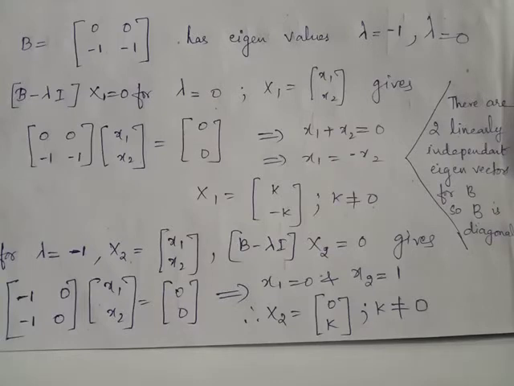Same is the case for matrix B. We have eigenvalues lambda equals minus 1, lambda equals 0, and corresponding to distinct eigenvalues, we are able to obtain linearly independent eigenvectors. And since we obtained two linearly independent eigenvectors and the order of the matrix B is 2, we can conclude that matrix B is diagonalizable.